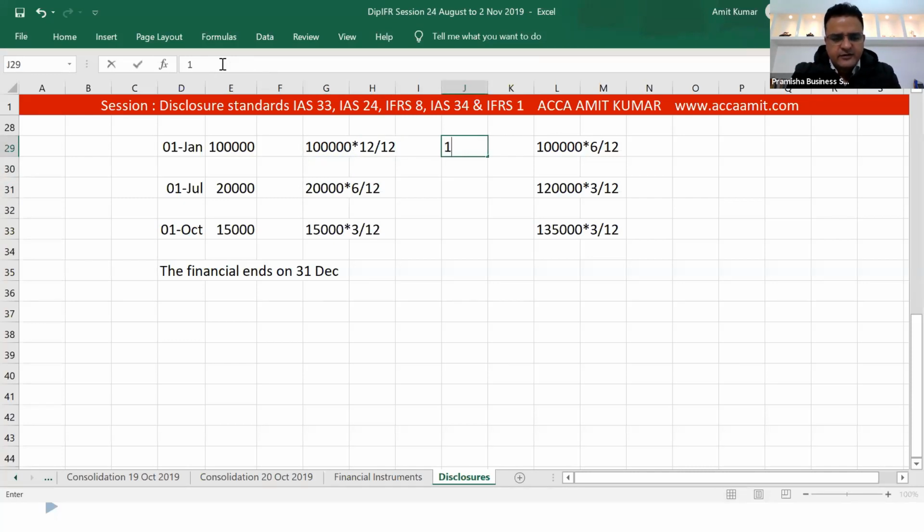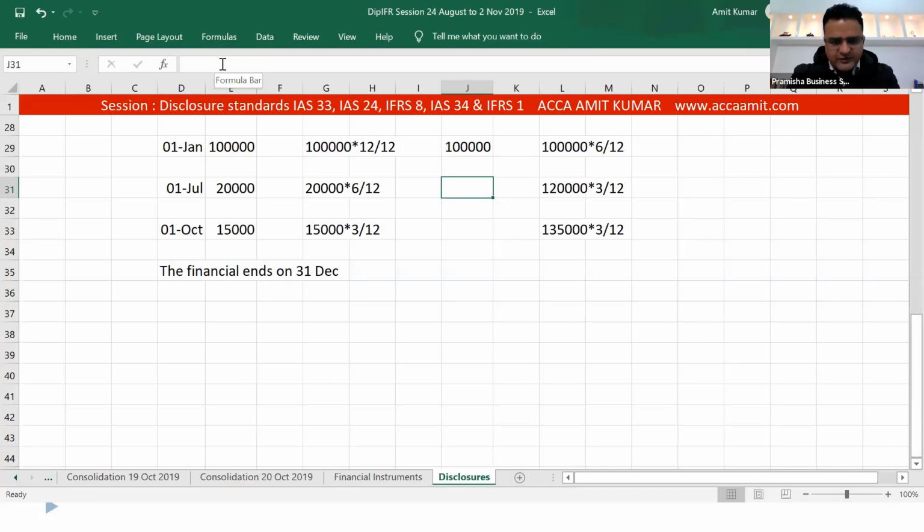100,000 were in existence for the full 10 months. 20,000 for 6 months, that means 10,000, and 15,000 for 3 months, that means 3,750. The weighted average number of shares outstanding for the year equals 100,000 plus 10,000 plus 3,750.